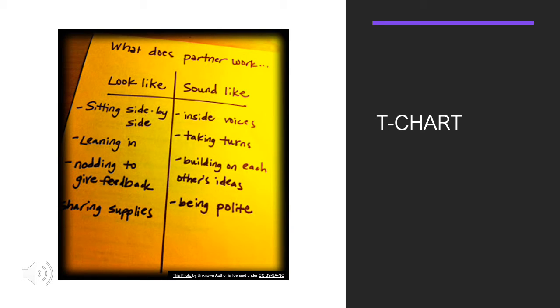This is an example of a T-chart. As you can see, it is organized to look like a T. You can also see here that it is used to show readers what working with a partner looks like and sounds like.